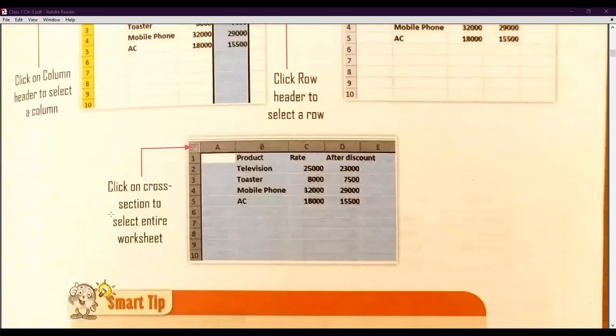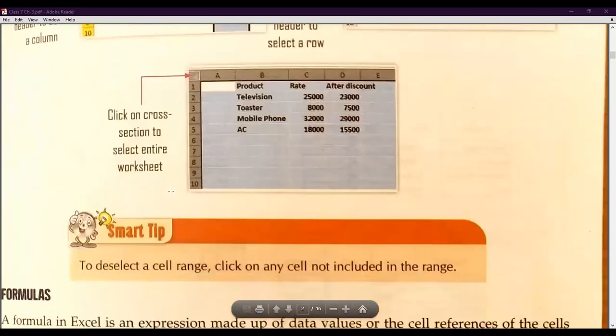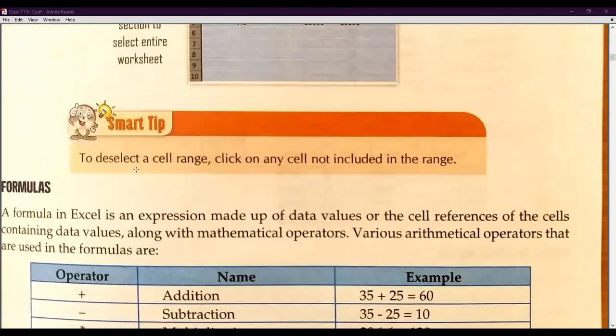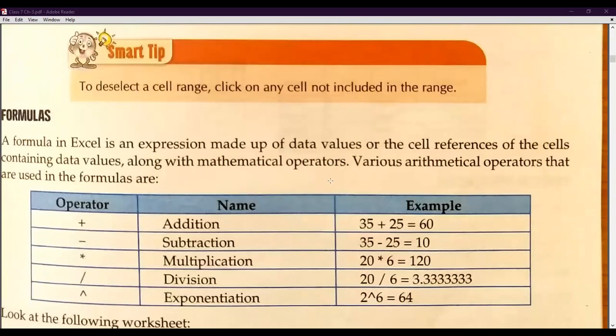And if you want to select the entire worksheet, you need to click here, not on the column header, not on the row header. You need to click here only. And to deselect a cell range, click on any cell not included in that range. If you want to deselect it, click anywhere on the screen outside the range.